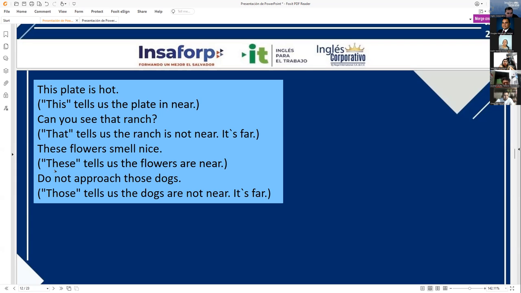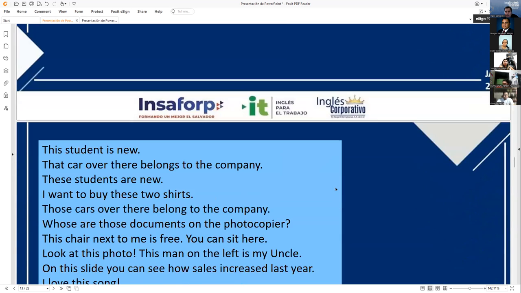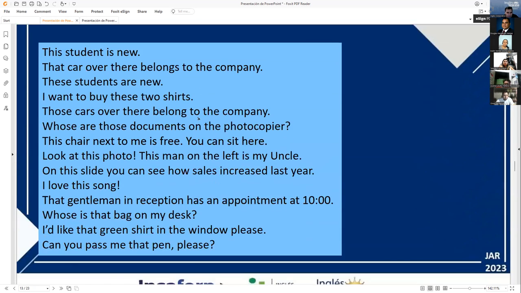Far. These tells us the flowers are near. These flowers smell nice. Do not approach those dogs. Those, teacher, approach, acercarse. No se acerque a esos perros. Do not approach those dogs. They bite. Those dogs bite. Okay, let's see. We're going to get there.